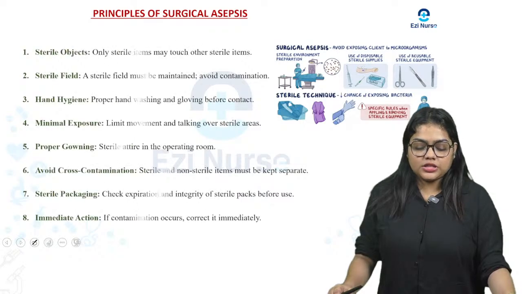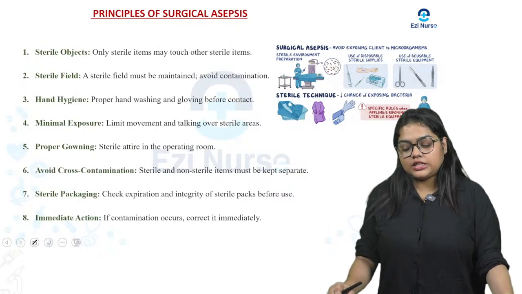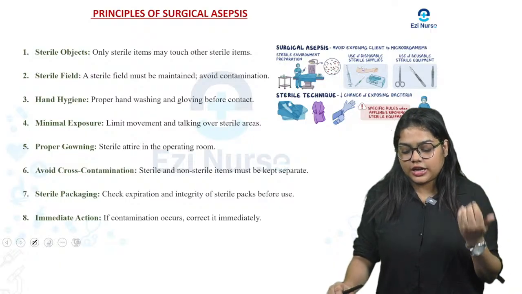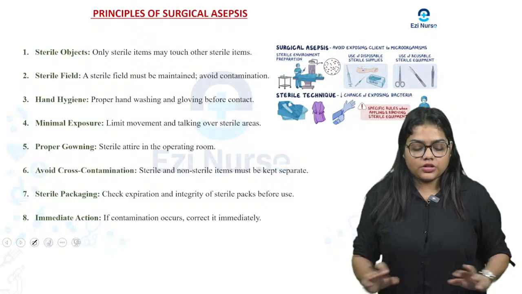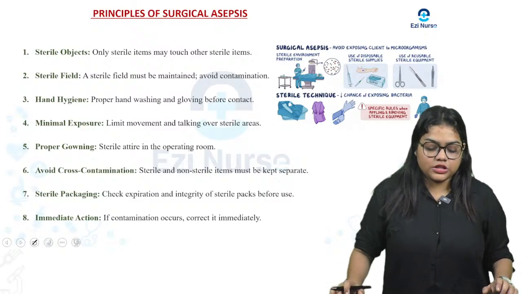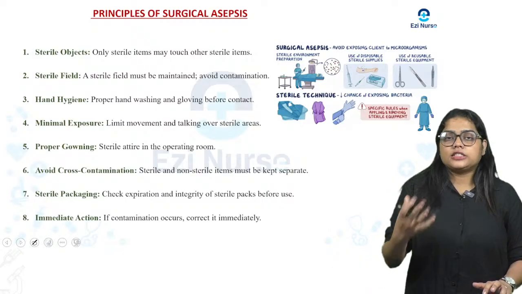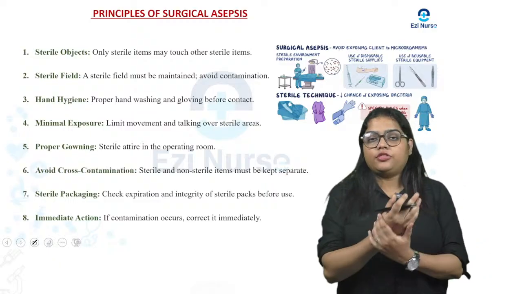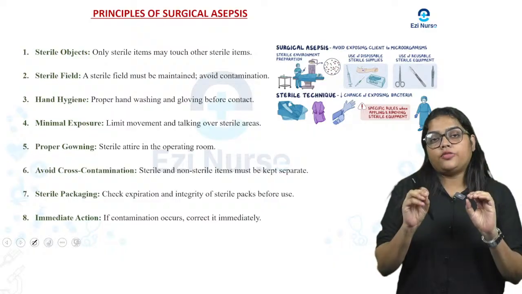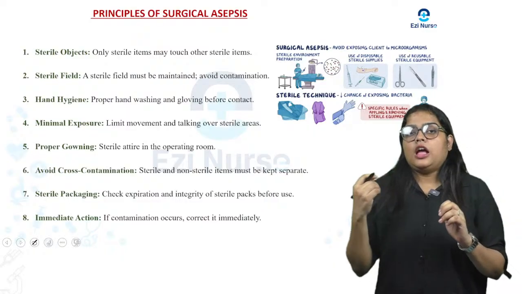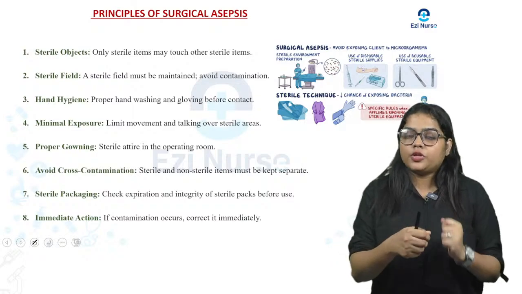The next is principles of surgical asepsis. Why is it important? Surgical asepsis avoids exposing the client to microorganisms during procedures. First of all, we have to maintain sterile objects. Only sterile items may touch other sterile items. For example, I have cleaned up, I have done surgical hand washing, and I wore the sterile gloves. Now after wearing the sterile gloves, I can only touch sterile items while I am doing the procedure.